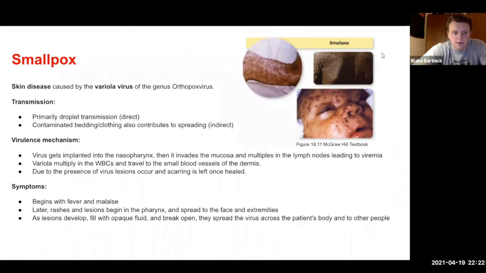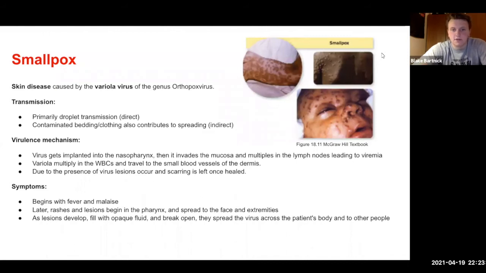The virulence mechanism: the virus gets implanted into the nasopharynx and then it invades the mucosa and multiplies in the lymph nodes. And then it leads to viremia, which is virus in the blood. And then the variola multiply in the white blood cells and travel to the small blood vessels in the dermis. And due to the presence of the virus, the lesions occur and scarring is left once healed. So there are some images in the top right that show these kinds of lesions that form on the body.